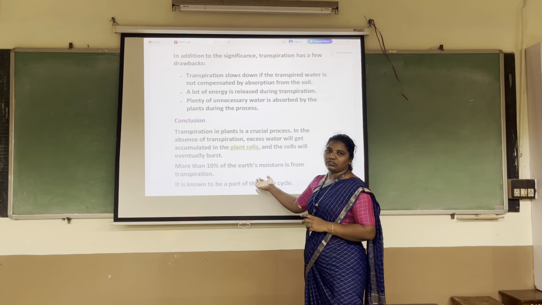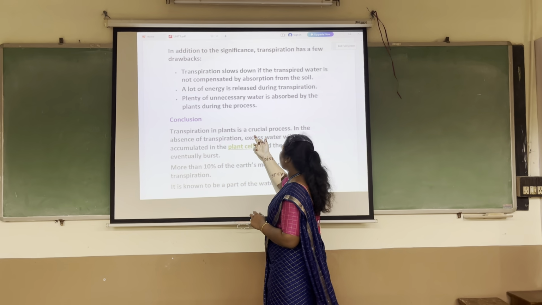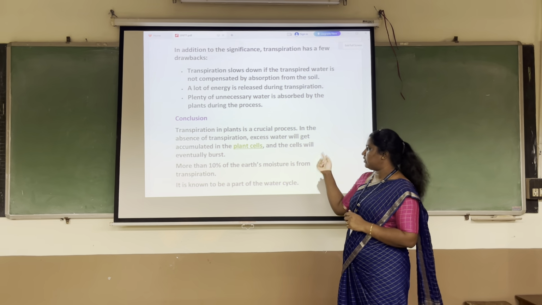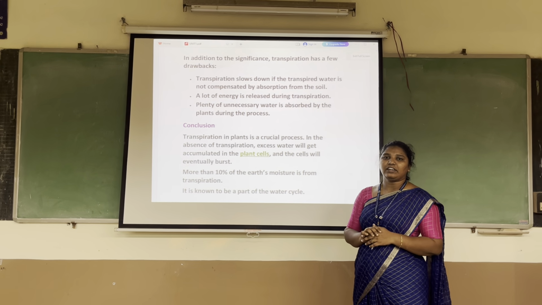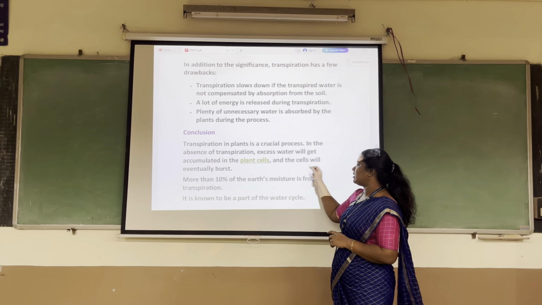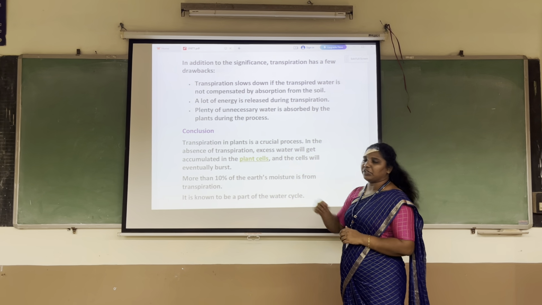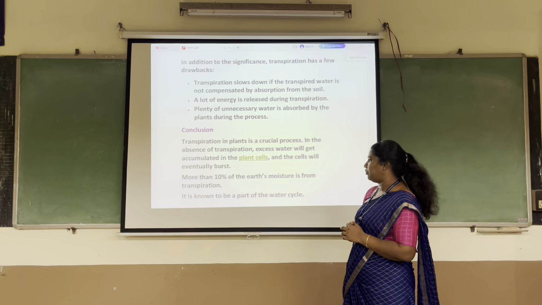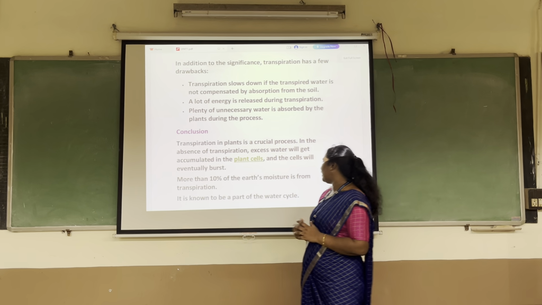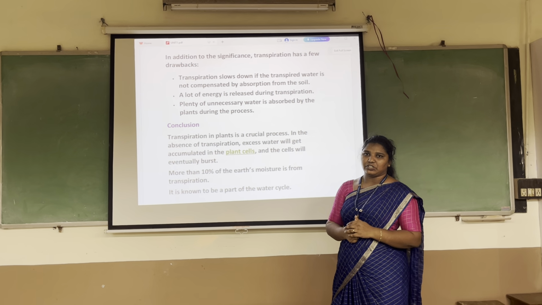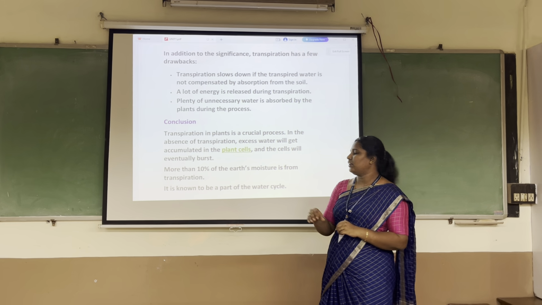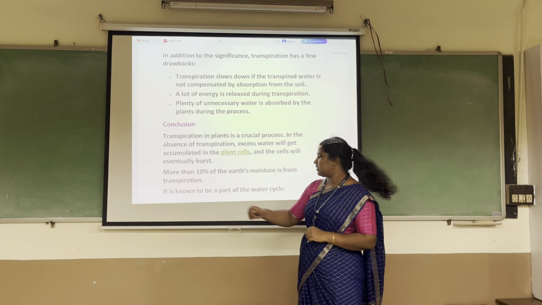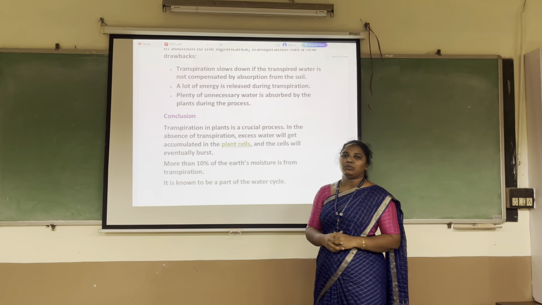Now let us conclude transpiration. Transpiration in plants is a crucial process, as we have discussed now. In the absence of transpiration, excess water will get accumulated in the plant cells and the cells will eventually burst. It is a great loss to the plant body. More than 10% of Earth's moisture is from transpiration. We get a lot of moisture in the soil through the plant parts. It is known to be a part of the water cycle.